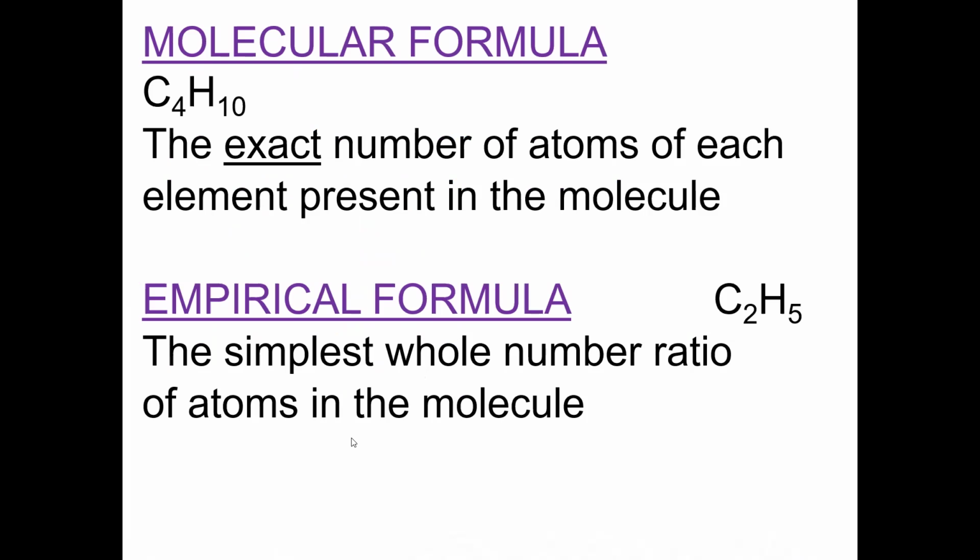As compared to this, we have empirical formula. Empirical formula is basically showing the simplest ratio, like for example 4 is to 10. When you have 4 is to 10, you can simplify it as 2 is to 5, and this is called empirical formula. So empirical formula shows the simplest ratio of atoms.